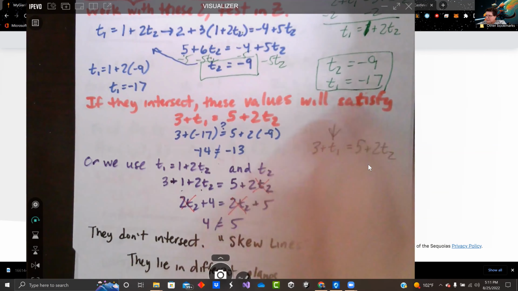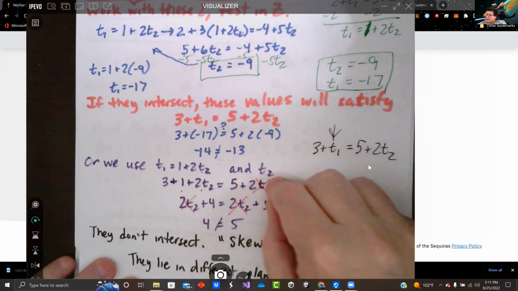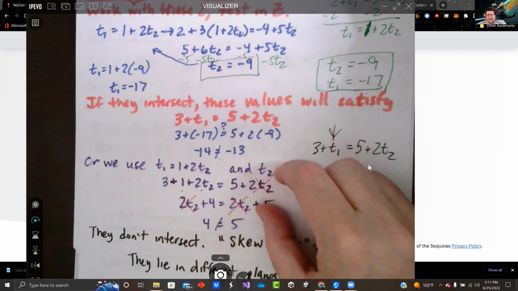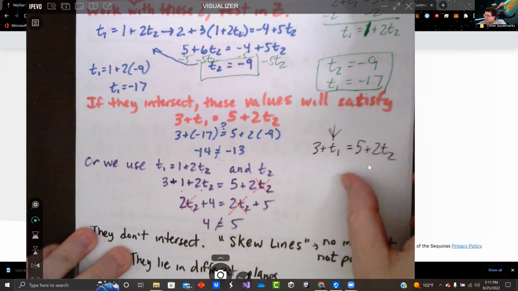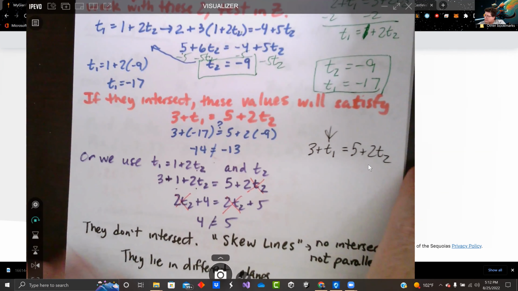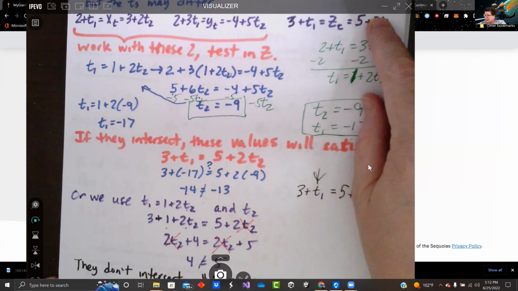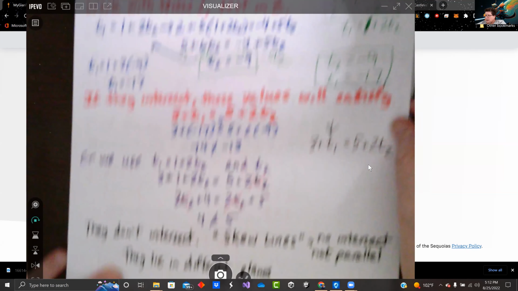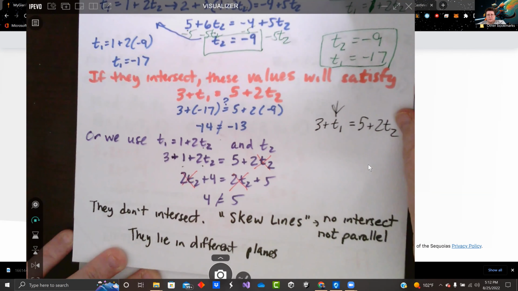5. So I could have avoided the timestamps and figuring out the times and just checked right away to see if they matched. They don't. It doesn't work in both lines. This is not always something that you can do. You can't always plug it in and make it look so pretty like this. The point is they don't intersect, and so these lines are called skew lines.